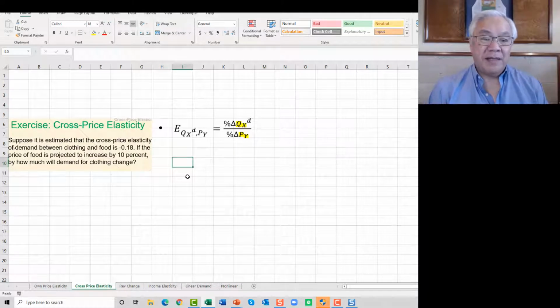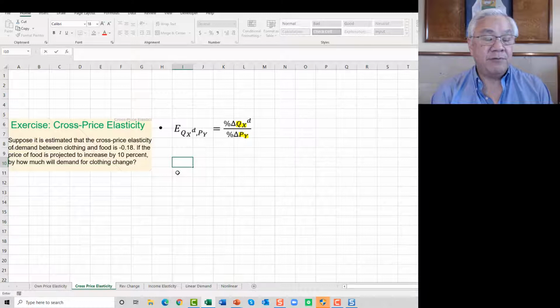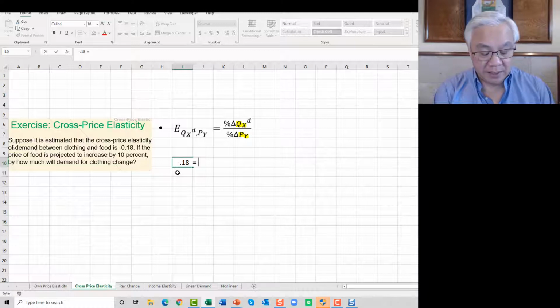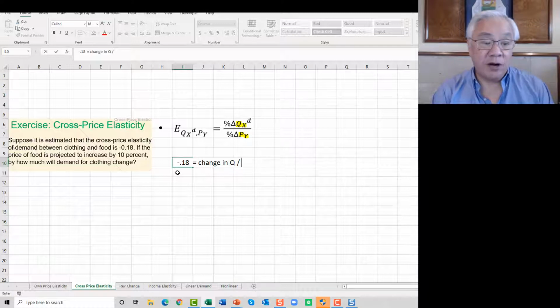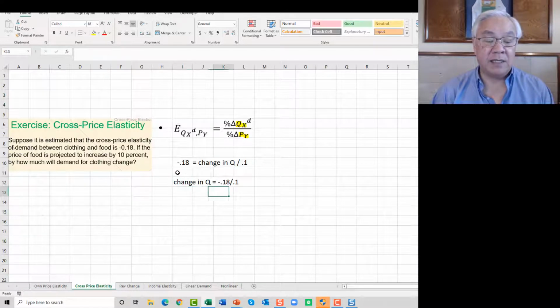All right, let's use the formula that we were given, which is right here for a reference. Elasticity equals the change in Q divided by change in P, and then we're given this data. So let's put the data in and see what happens. We're given that the cross-price elasticity between clothing and food is negative 0.18. We want to determine the change in quantity, and that's divided by the change in price, which we are given. It's going to increase by positive 10%, right? So now we could say, solve it. Change in Q equals negative 0.18 divided by 0.1.